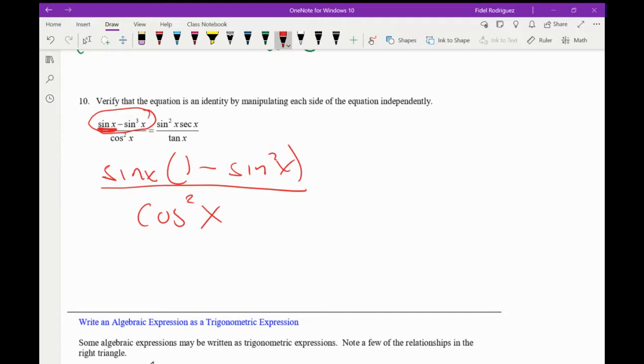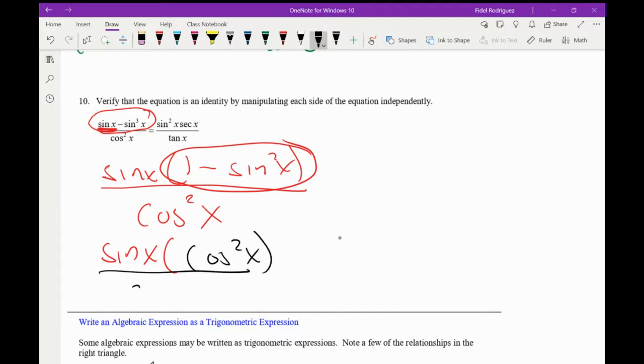Yeah. So what we're going to do here is we're going to say, look, let's go ahead and write it just so that we see what we're doing. This piece right here is the same thing as cosine squared x. And on the bottom, we have a cosine squared x. And yeah, you're right, John. Those cosine squared x's are going to cancel. And all I'm going to have is a sine x, right?